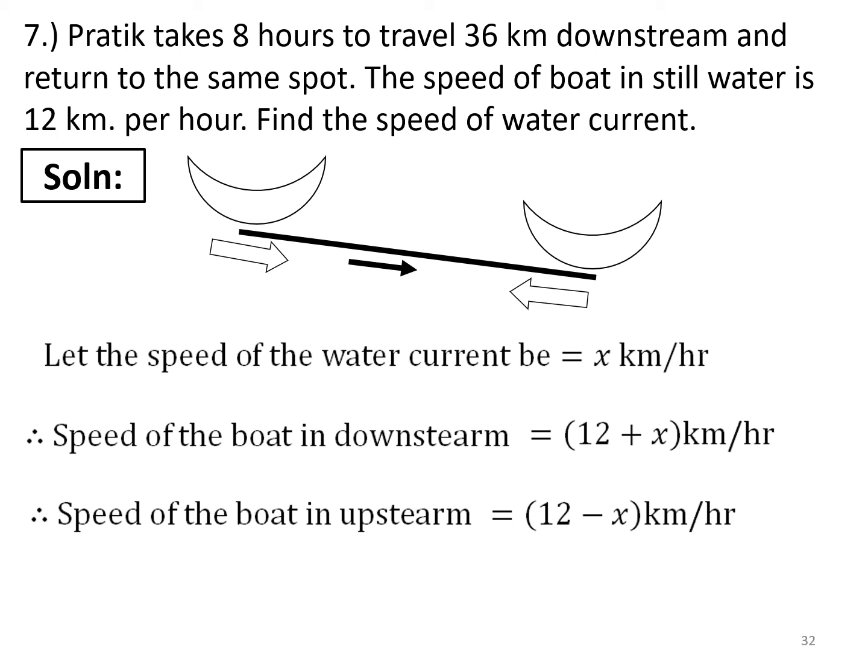Now, since speed, distance, and time are mentioned, we will use the formula speed is equal to distance upon time. Now we will frame two equations, one for the downstream and one for the upstream. Speed we have already got for downstream and upstream. Distance is common because it is mentioned that they are traveling 36 kilometers, going and coming back. And time we do not know. They have mentioned the total time together is 8 hours, but the specific time for downstream and upstream is not mentioned. Let's see how to solve the further part of the problem.